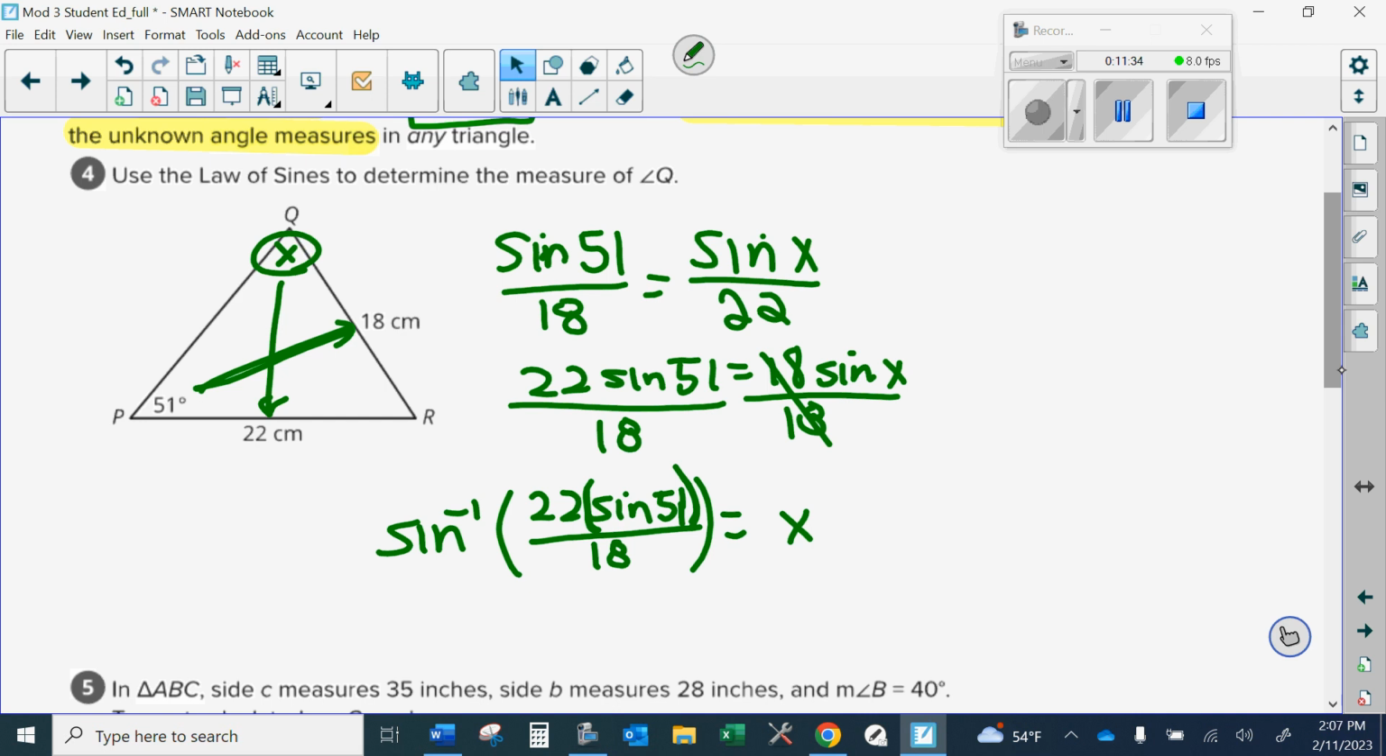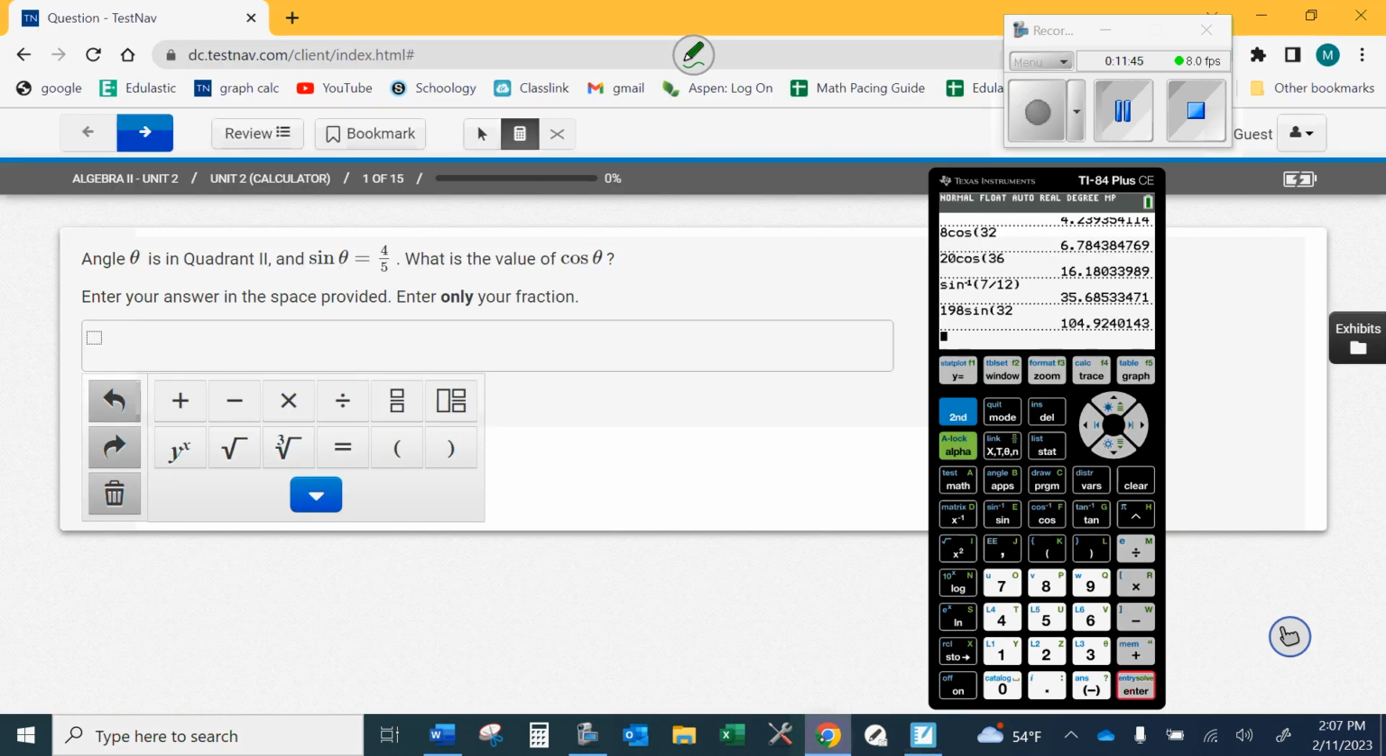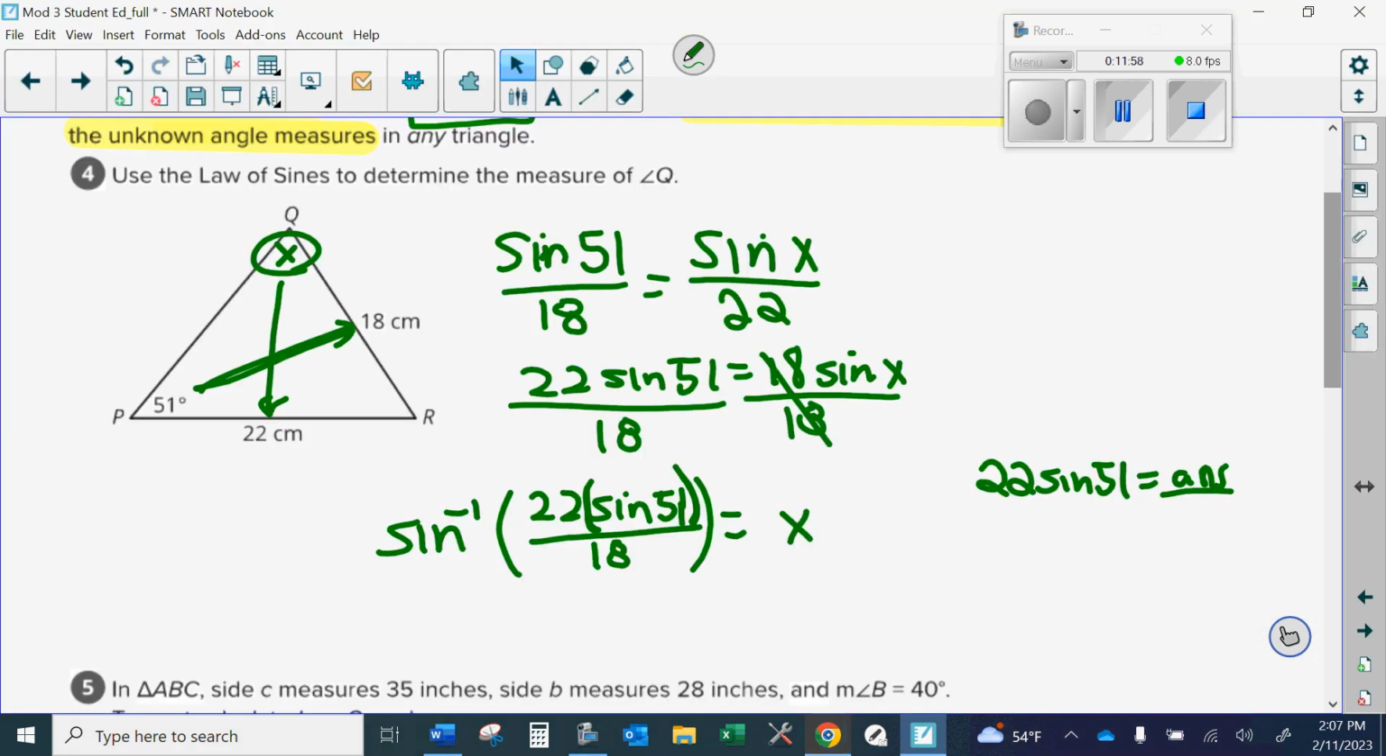Okay, if that's too difficult for you, you can go 22 sine 51 equals. Get that answer. I'll just put A and S for that because remember that's on your calculator. A and S down here is the second negative sign, see if I hit second, there's the answer. Okay, so that's how I bring that up on the calculator. I get that answer and then hit divided by 18 equals, get that answer, and then I do inverse sine of answer.